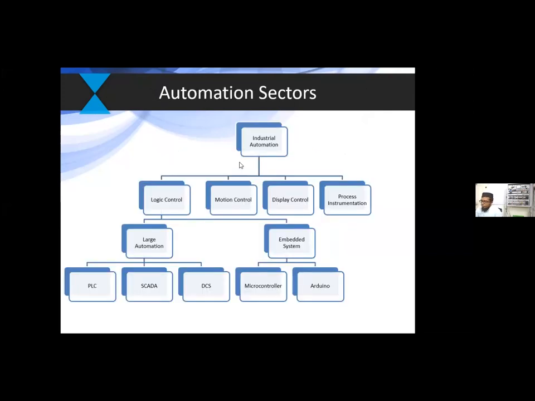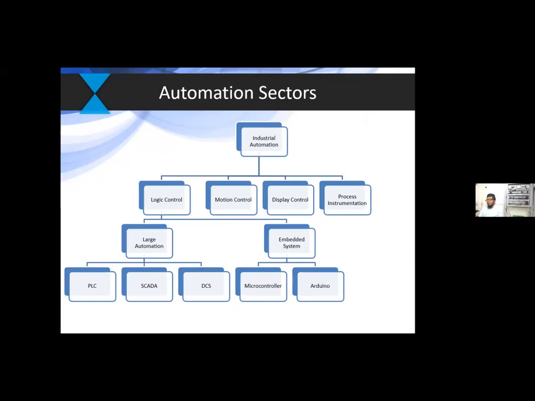Okay, now we will go to the main portion of the automation sector. Today, we will introduce what the site is and what different items and instrumentation we use for automation. After today's class, you will get some idea about what is industrial automation, what is PLC, what is SCADA, what is DCS, and what the different items of the industry are. You will get a little idea about those items.